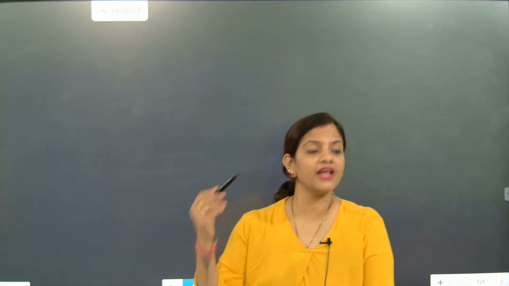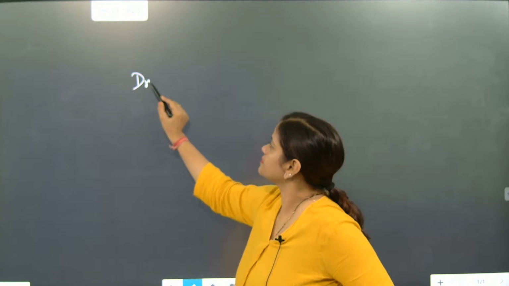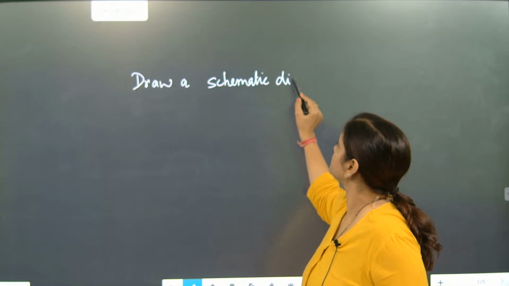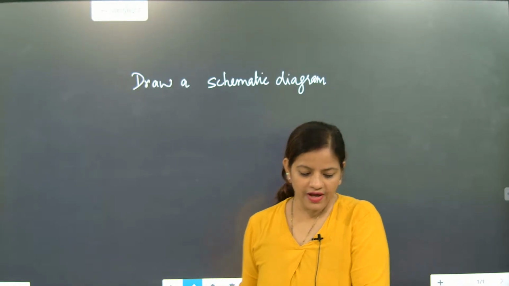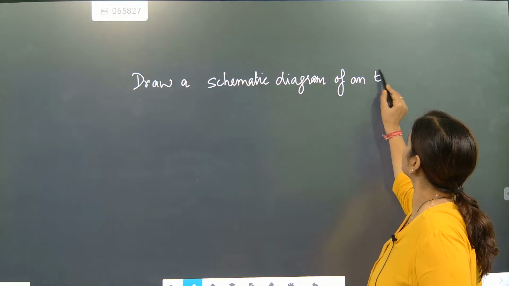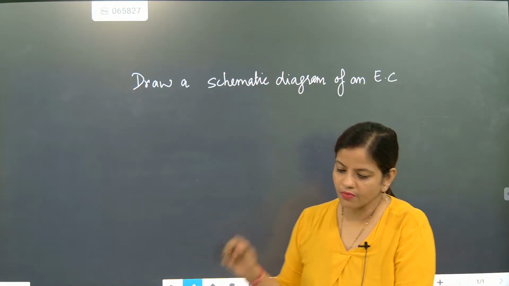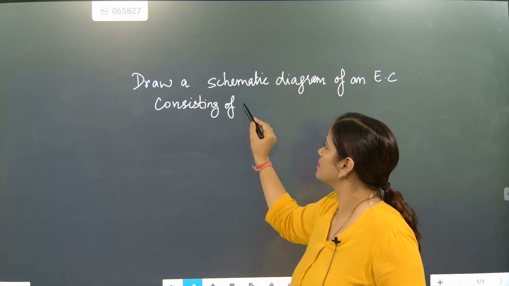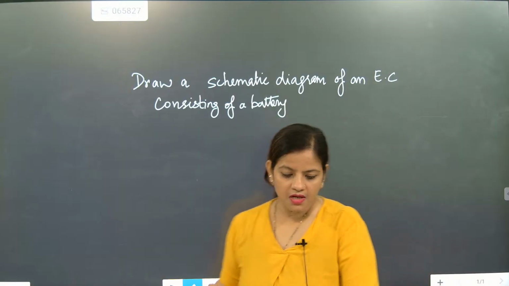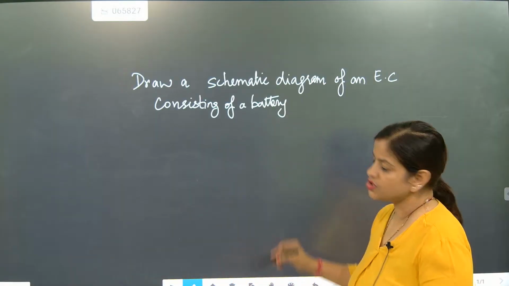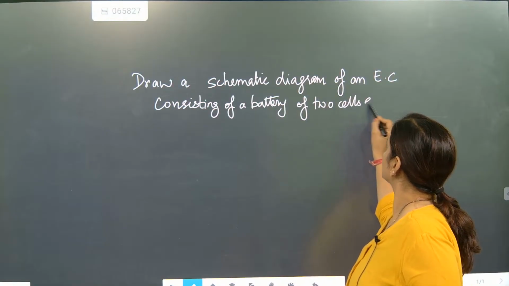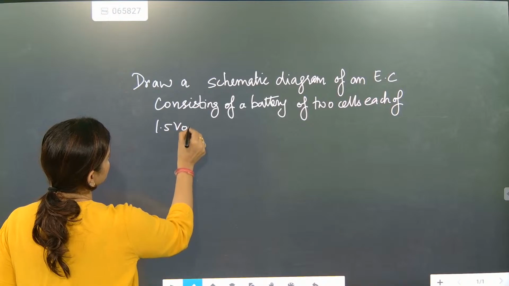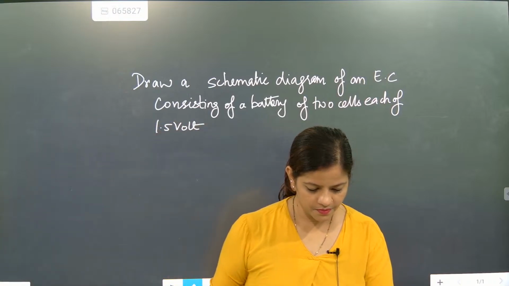Next question. Draw a schematic diagram of an electric circuit consisting of a battery of two cells, each of 1.5 volt. Understood?